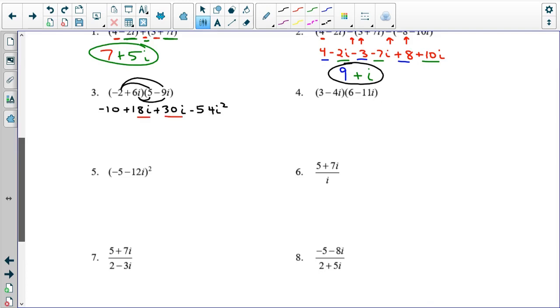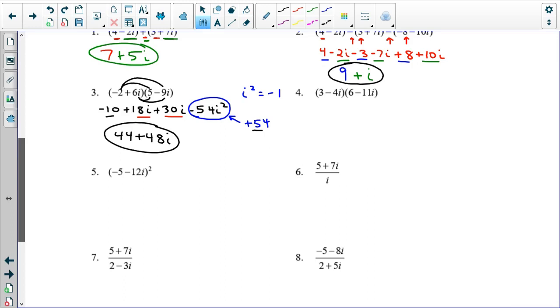So I can combine the like terms. And then one thing I have to remember is that i squared is negative 1. So negative 54i squared, I can replace with positive 54, because negative 54 times negative 1 is positive 54. So my final answer will be these two combined to be 48i, and then negative 10 plus 54 is positive 44. So 44 plus 48i.